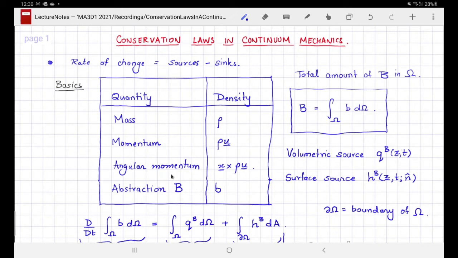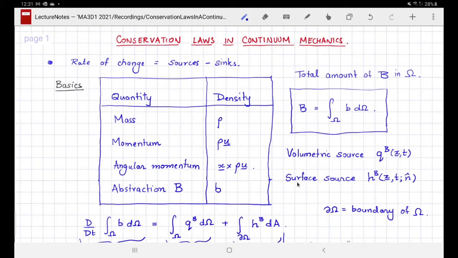Similarly, each of these quantities, and indeed the abstract quantity capital B, can be thought to have a density little b, so that the total amount of capital B in a given volume omega can be found by integrating its density little b over that volume. This gives us the total amount of capital B in that volume, and we now also want to characterize the sources and the sinks. So we say, let us consider a volumetric source represented by the field Q superscript capital B of x, t, so that the generation rate per unit volume of an infinitesimal element located at x at time t is given by Q^B.